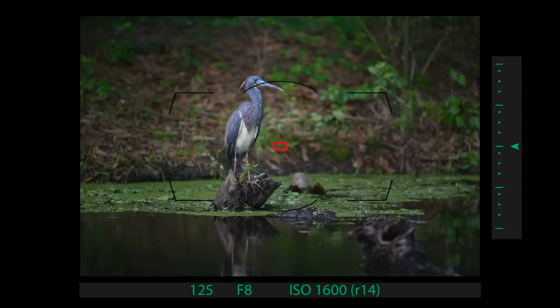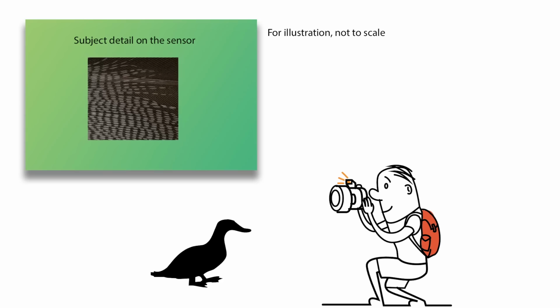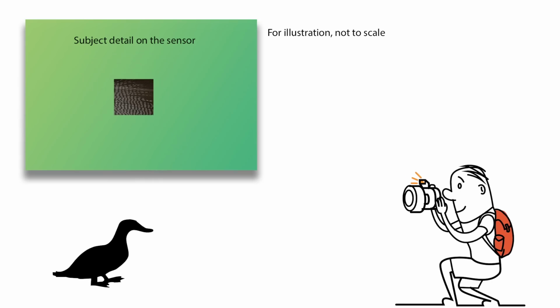Sure, at the pixel level, the noise is the same whether you crop or not. However, the size of your subject in the viewfinder and the amount of fine detail on that subject are critical considerations when deciding on a maximum ISO value. After all, when you're closer to a given subject, the size of the fine detail is relatively large on the sensor compared to when you're farther back, and that makes sense, right? As we move farther back, the size of the subject detail on the sensor gets smaller and smaller.